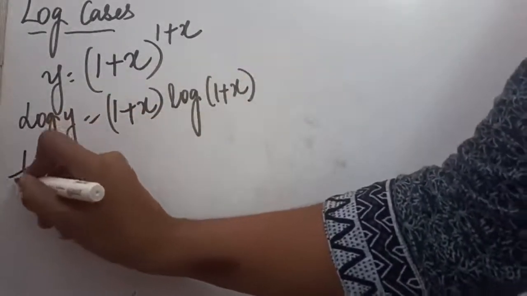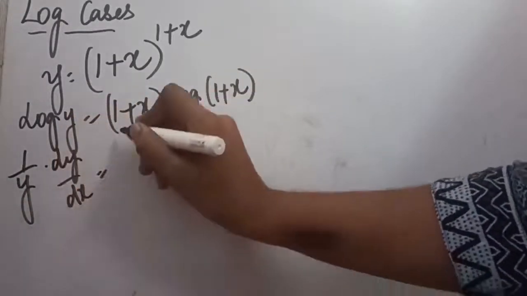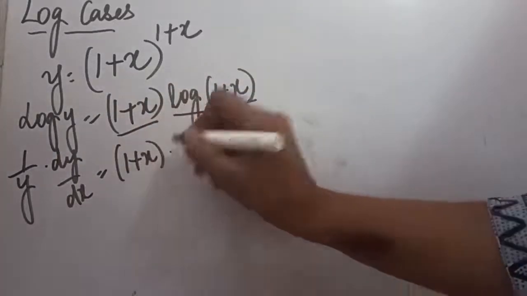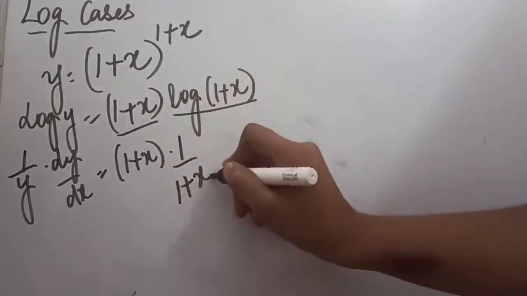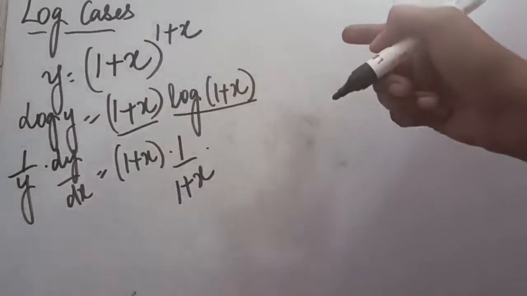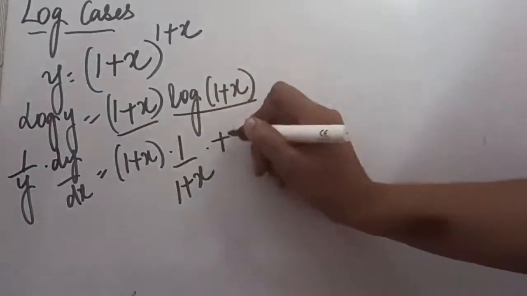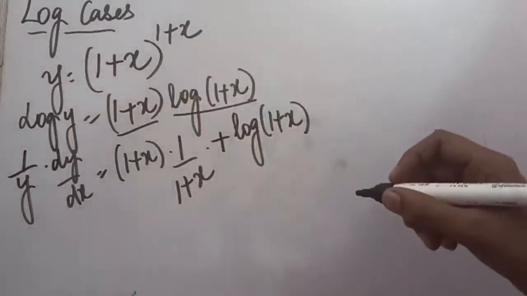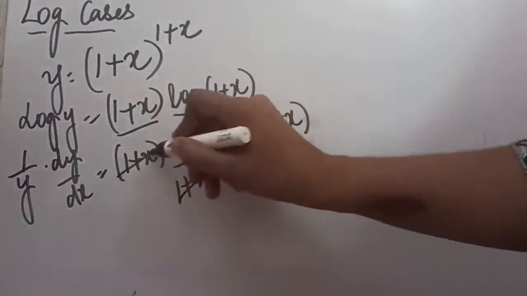If we differentiate the left hand side, it will be 1 upon y dy upon dx, and here you can see uv rule is applicable. So 1 plus x into differentiation of log 1 plus x, which will be 1 upon 1 plus x, again differentiation of 1 plus x will be 1 only, so we need not write that, plus log 1 plus x, and differentiation of 1 plus x is 1, again we need not write it. Now it will be cancelled over here.